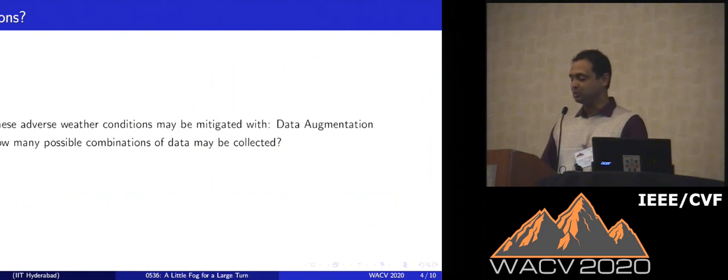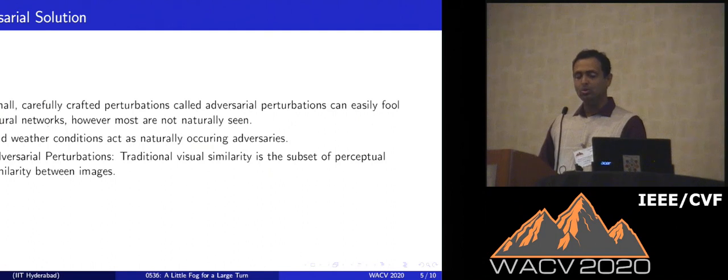One option to mitigate this problem is to use data augmentation, but the problem here is that we can never generate infinite data with various kinds of weather conditions. So what we try to do is to see it from another perspective, where we see these weather conditions as adversarial examples that are traditionally visually similar, but we define them here in a rather task perceptual sense.